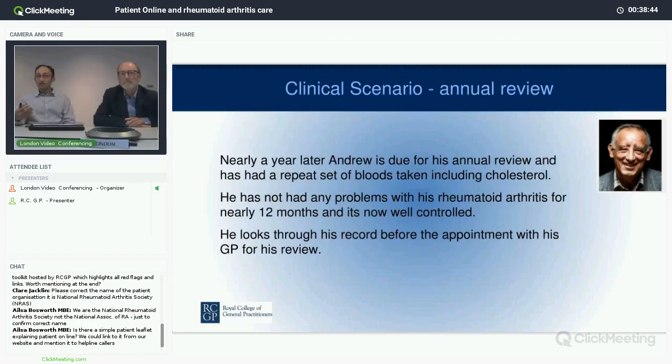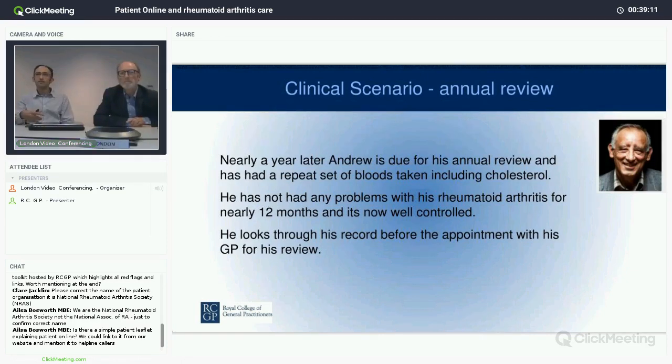If we take the scenario a little bit further, we can see that Andrew's had a stable period, and he's due for his annual review. He has a repeat set of blood tests taken before his review in agreement with his GP, which include all his normal blood tests, full blood count, renal function, liver function, etc., and also includes his cholesterol and perhaps his HbA1c.